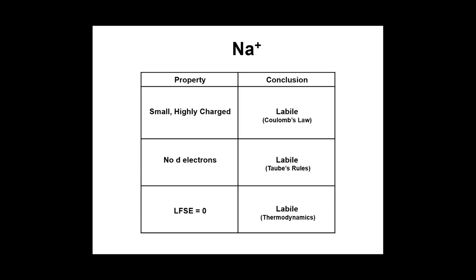DAT can transport dopamine at a rate of roughly 1 million molecules per second. So the lability of sodium is good for the DAT system. If the metal weren't labile, it would not release easily from the transporter, slowing down the overall transport process of dopamine.